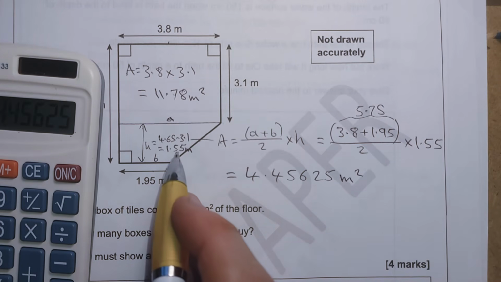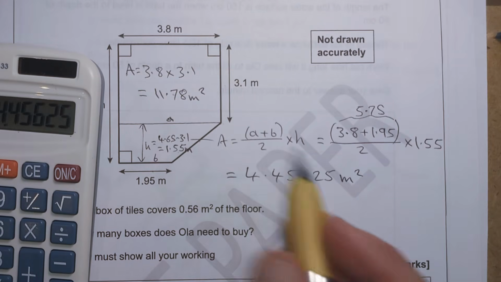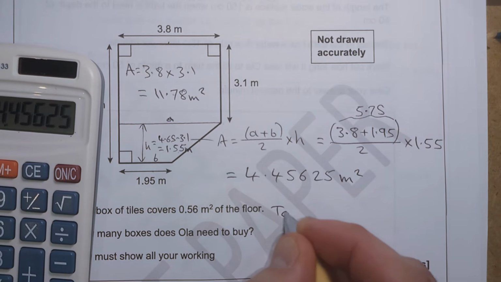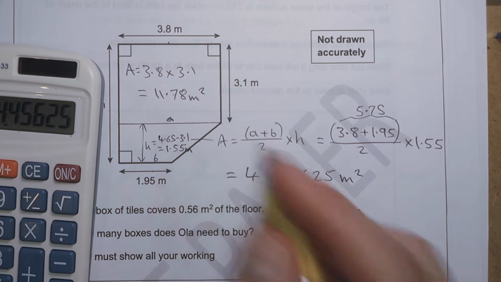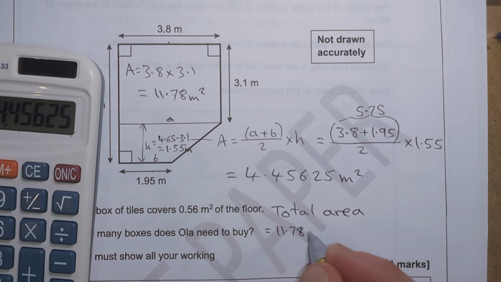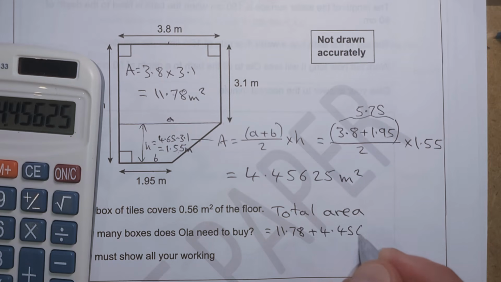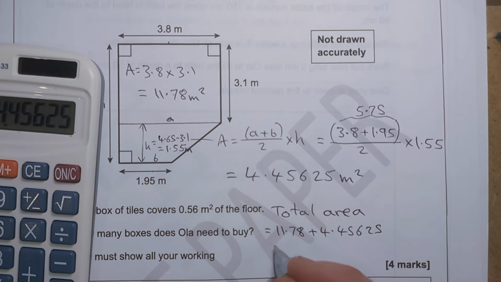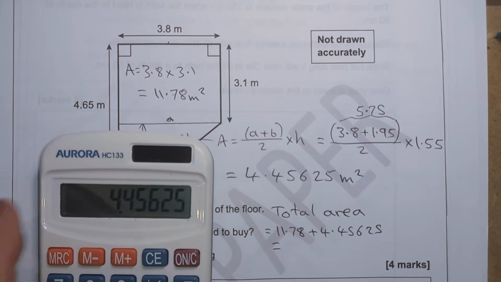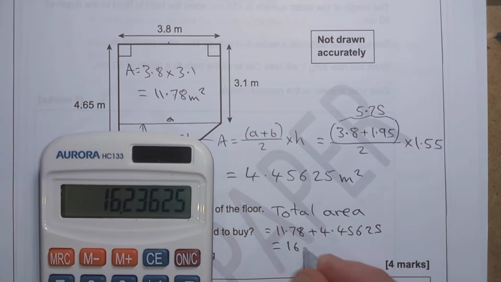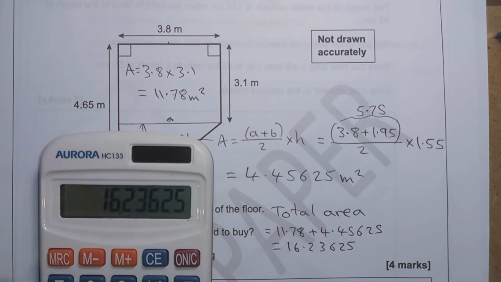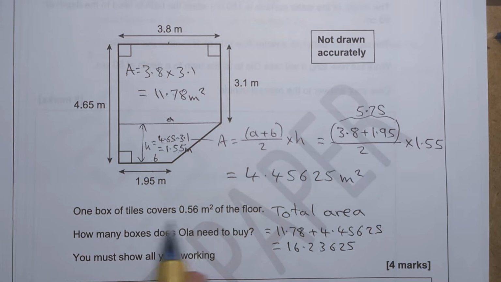That's just this bit down here. We need to add them together. So the total area is going to be the 11.78 plus the 4.45625, which gives us 16.23625. Okay. One box of tiles covers 0.56 meters of the floor.